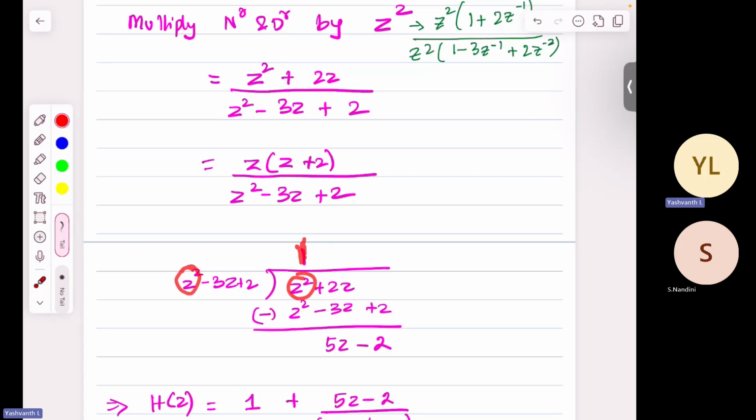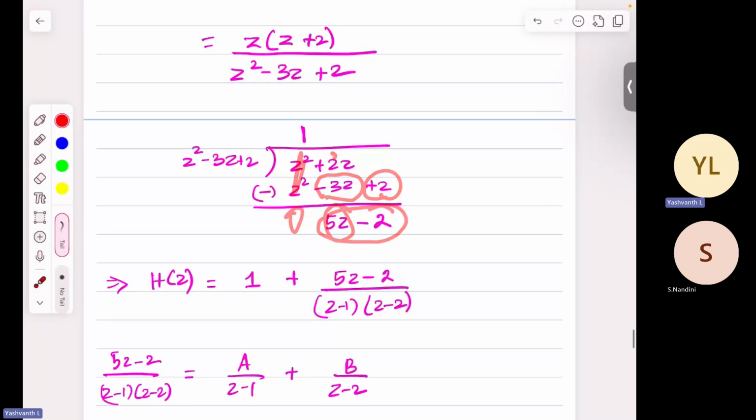If I multiply 1 times z square minus 3z plus 2, I get z square minus 3z plus 2. Now subtract both of them. So z square and z square will cancel. Minus 3 will become plus 3, so 2 plus 3 will become 5. And plus 2 will become minus 2, you get 5z minus 2. Therefore, this is nothing but the quotient theorem.